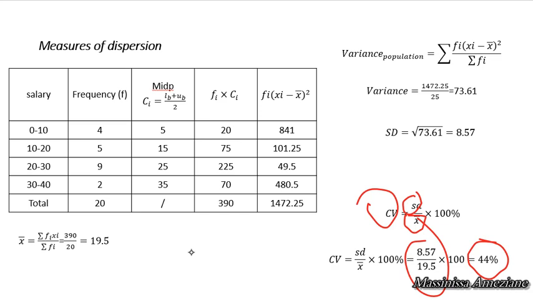Now, before finishing this video, I will give you two other measures. We have the quartile deviation, which is the IQR divided by 2. Then we have the coefficient of quartile deviation, which is a relative measure for comparison. So the CQD is IQR divided by Q3 plus Q1.